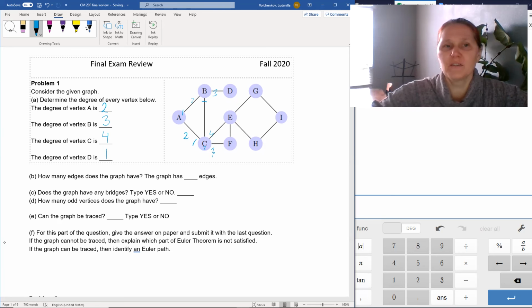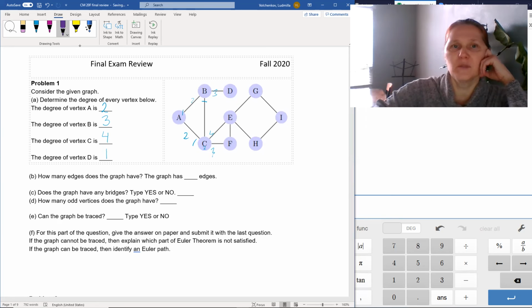How many edges does the graph have? 1, don't skip 1, 2, 3, 4, 5, 6, 7, 8, 9, 10, 11. There are 11 edges in this graph.